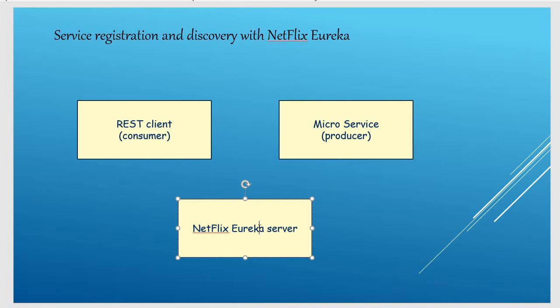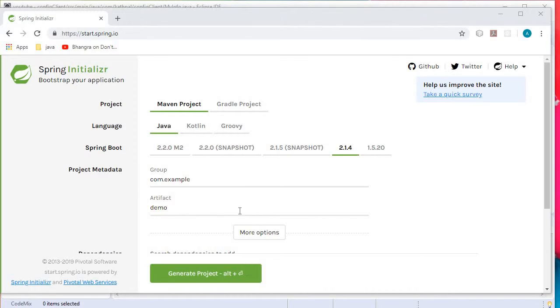We will first create this part, the service and the producer, and see how they communicate with each other, and then I'll introduce the Eureka server. Our REST client will talk to the Eureka server, and the Eureka server will talk to the microservice, and it works in that way. So let's create it.